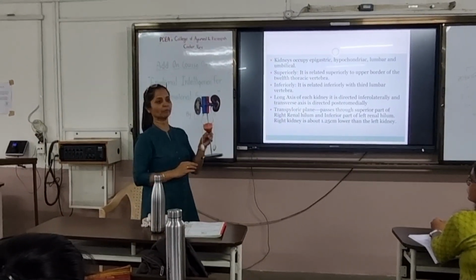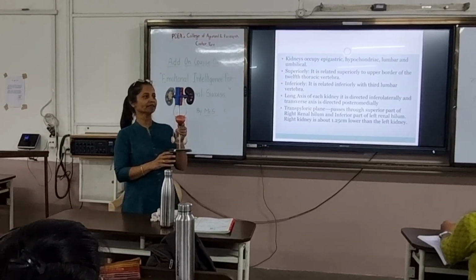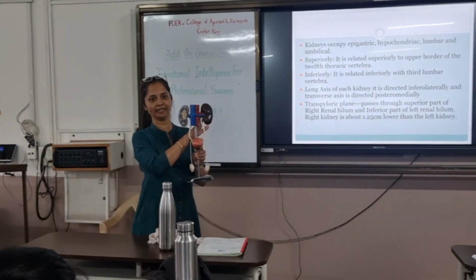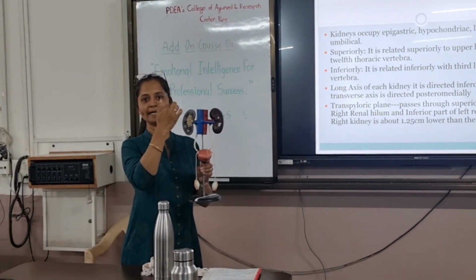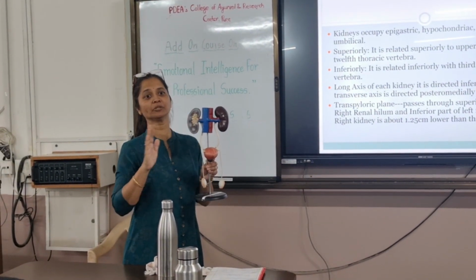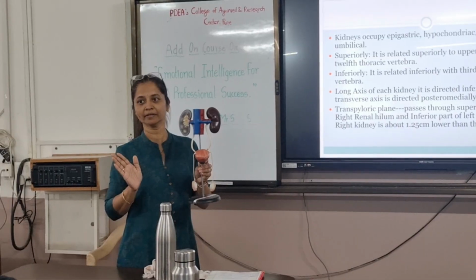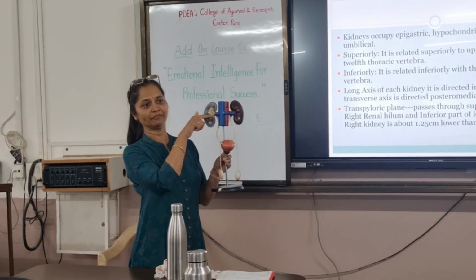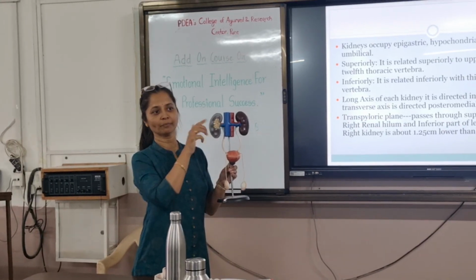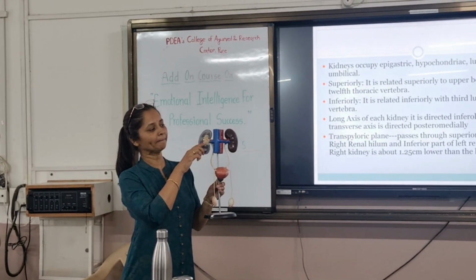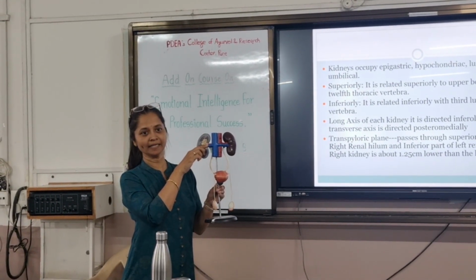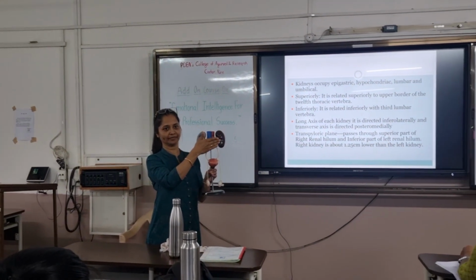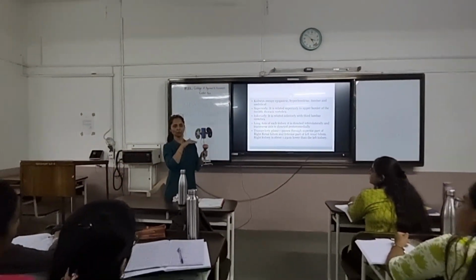Now when you see both kidneys, you will understand that the right kidney is on a lower side than the left kidney. Why is it so? Because on the right side there is the liver, which is placed in the right hypochondrial region. And because of this position, the transpyloric plane, which crosses the hilum of both kidneys, will be on the upper side of the right kidney and on the lower side of the left kidney, because the left kidney is on the higher side, but the right is on the lower side.